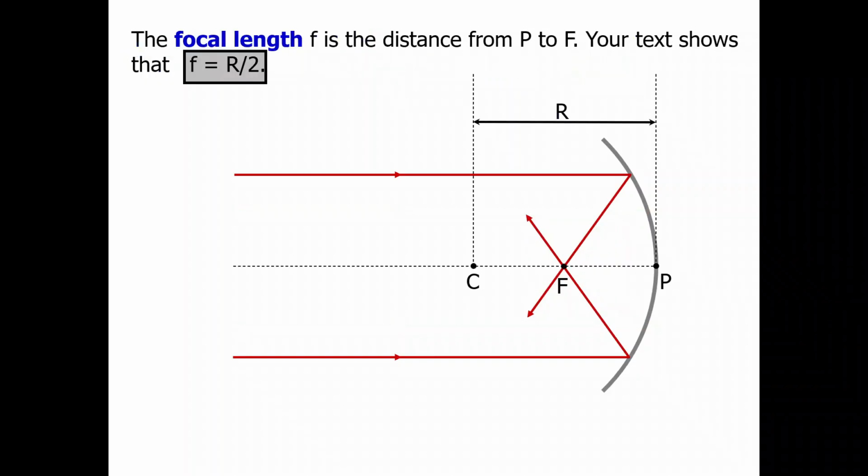Now, the focal length, lowercase f, is that distance. Capital F is your focal point. Lowercase f is this distance right here. It is always going to be half the radius of curvature, R.